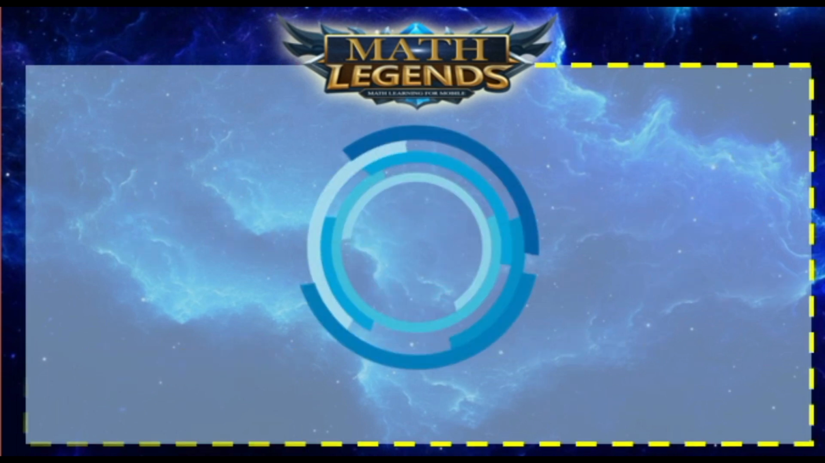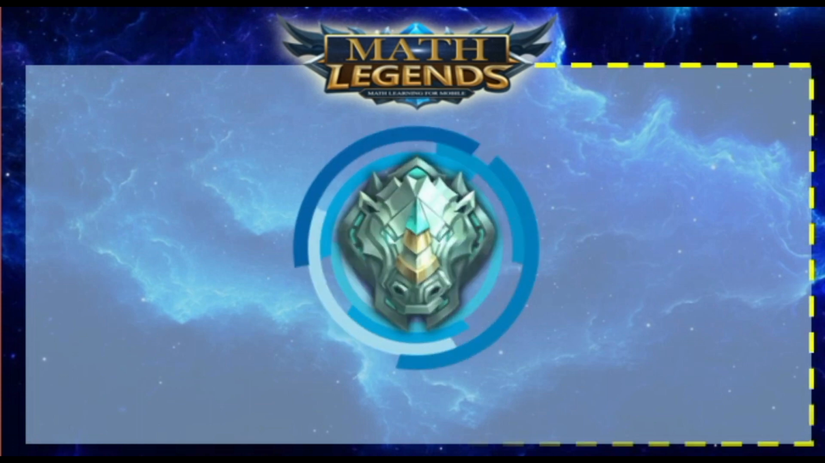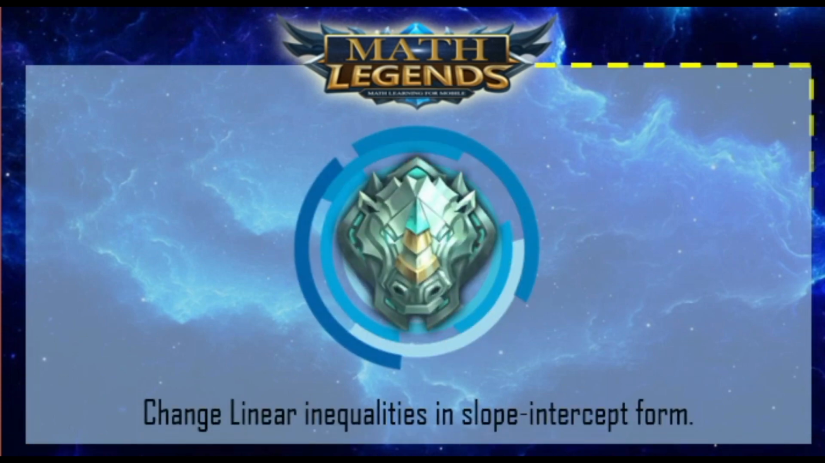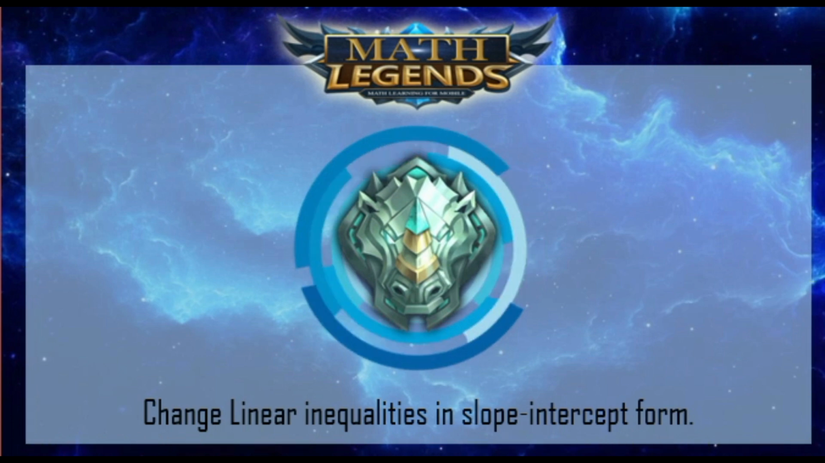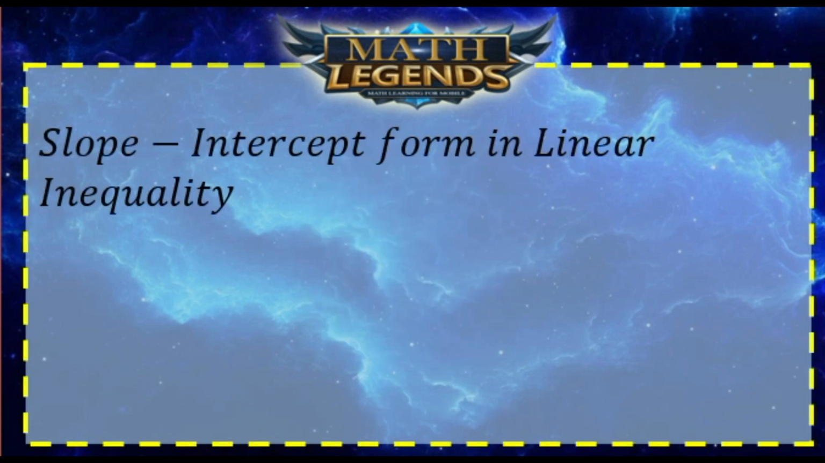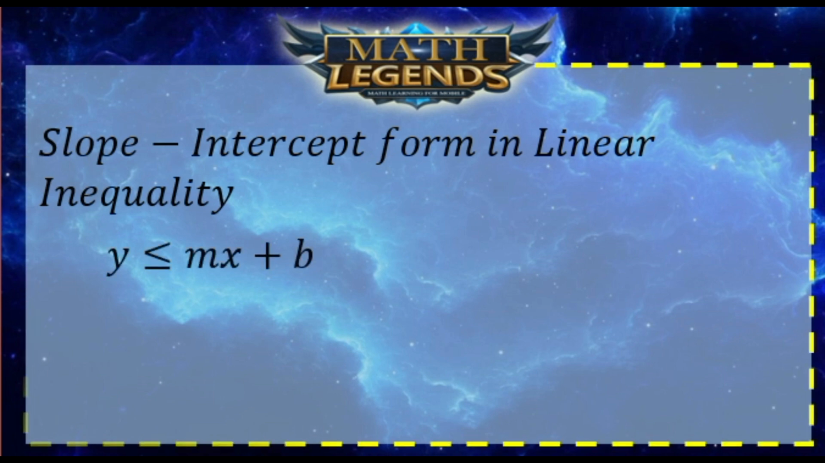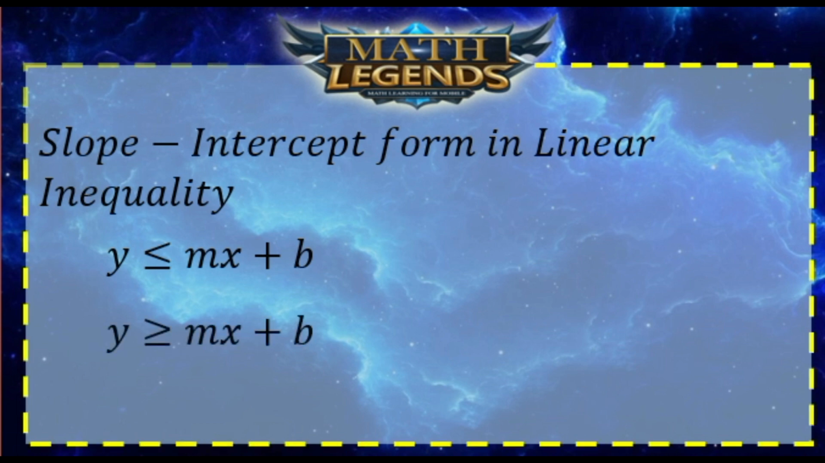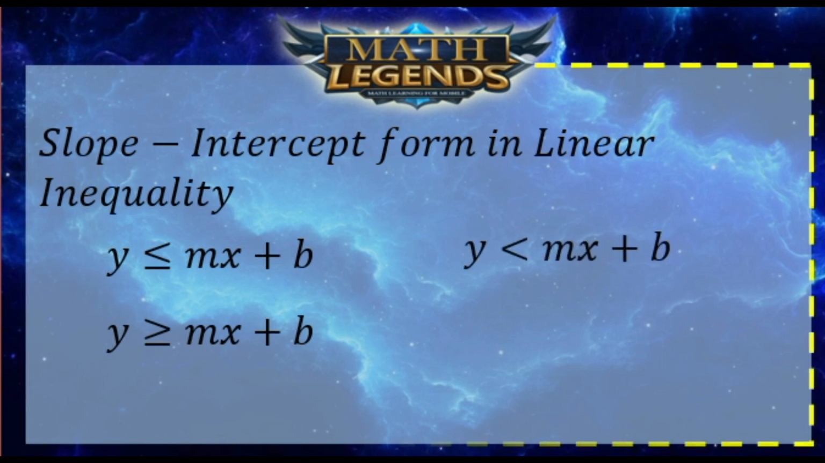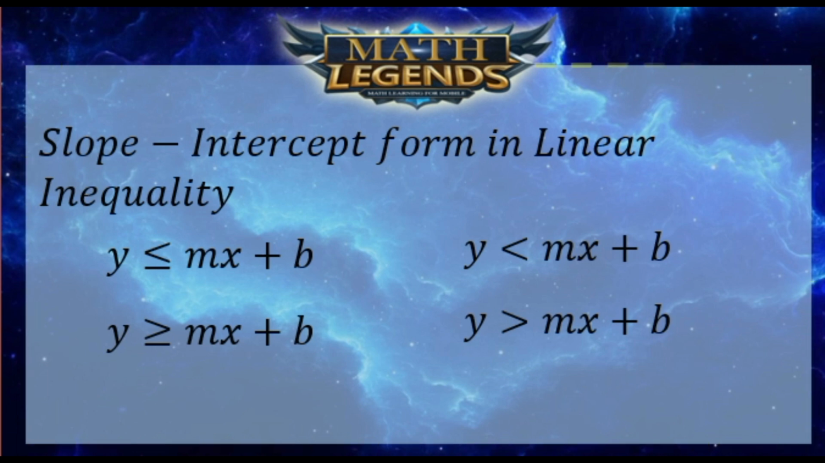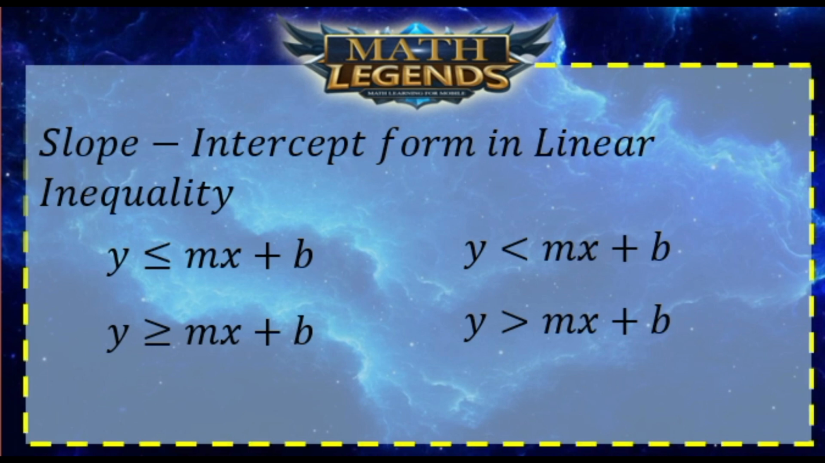Now, let us have our next lesson, which is all about changing linear inequalities into slope-intercept form. The slope-intercept form of a linear inequality has different forms, such as y less than or equal to mx plus b, y greater than or equal to mx plus b, y less than mx plus b, and y greater than mx plus b. And here, m will be the slope and b will be our y-intercept.